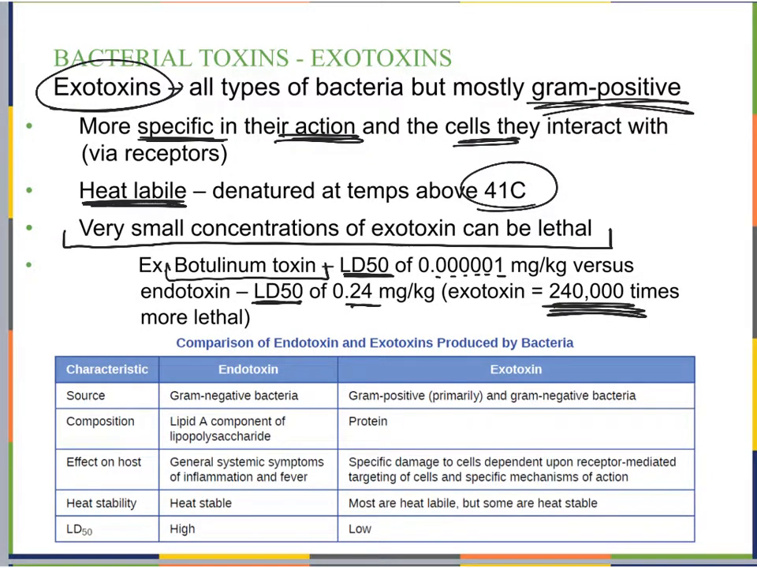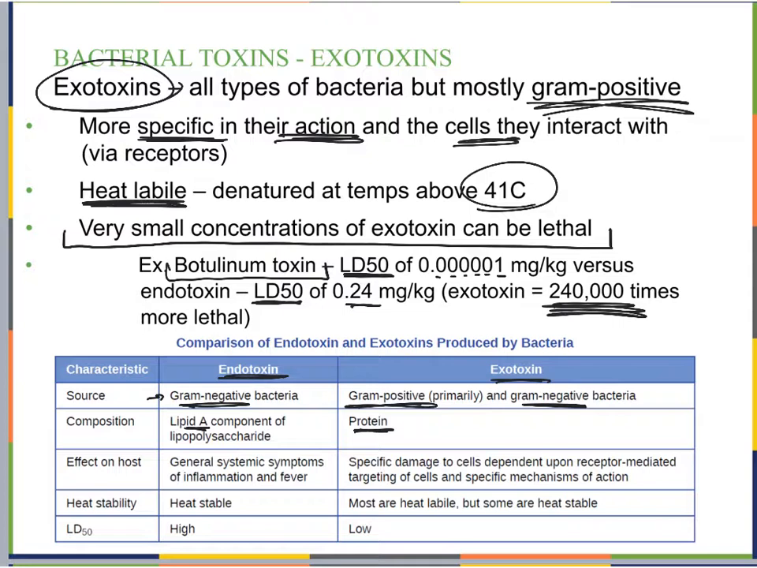Down here at the bottom, we have a comparison between endotoxins and exotoxins that are produced by bacteria. Again, our endotoxin is from our gram-negative bacteria, whereas our exotoxins are mainly gram-positive and some gram-negative bacteria. So we can say for sure that the gram-negative is an endotoxin, but for the other one, some gram-negative are also able to produce exotoxins. The composition is a lipid A component of the lipopolysaccharide that we find in a gram-negative bacteria. Over here, though, our exotoxins are typically proteins.